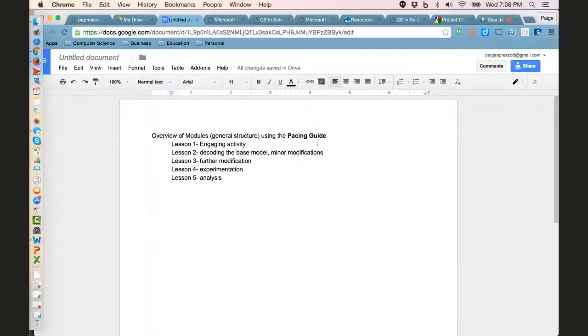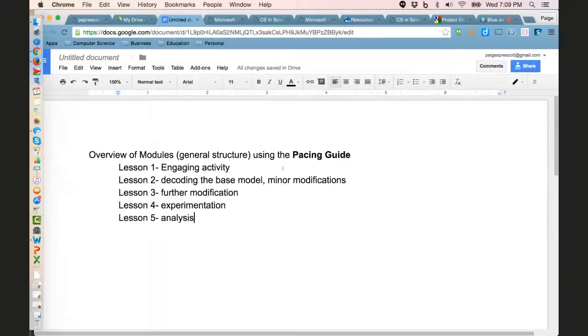Lesson 2 is going to be decoding the base model. So we have base models that are usable for your students, so they don't have to build this from scratch. They are just looking at something that already exists, and then they're decoding it, and they're learning how to verbalize that. And then they will make minor modifications, maybe adding a slider or, in the water resources one, they're adding a pump.